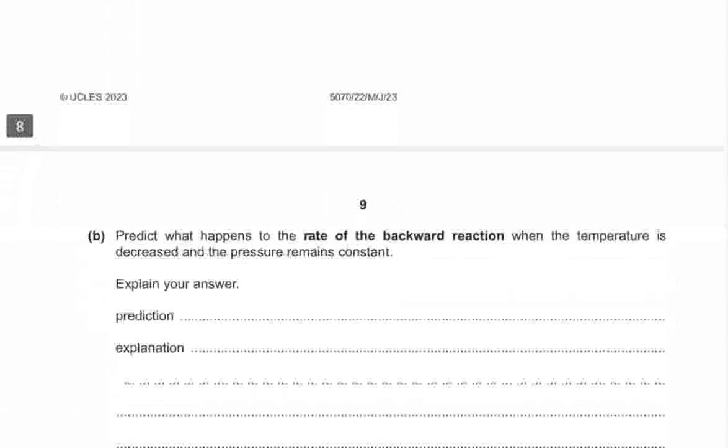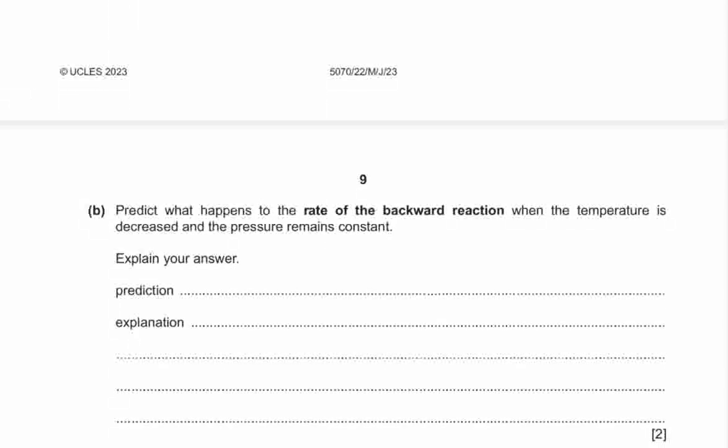Then the next question is: predict what happens to the rate of backward reaction when you decrease the temperature. If you decrease the temperature, your rate slows down, and the reason is because the particles have less kinetic energy. Obviously, the successful collision rate will be lower, and fewer collisions happen with the maximum kinetic energy required, or the rate of effective collisions will be less.